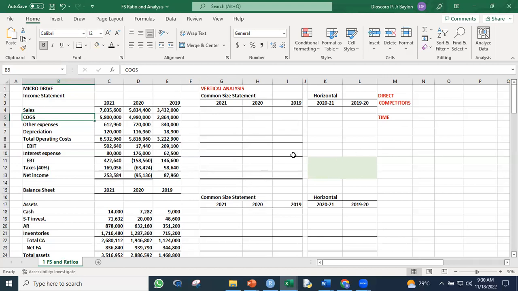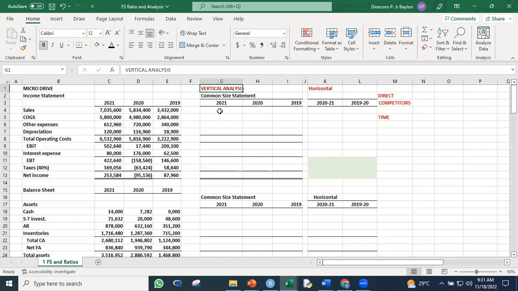So let's start to learn how to conduct a vertical and a horizontal analysis. So we have here, let me just copy the format for this. Vertical analysis and horizontal analysis. As far as the vertical analysis is concerned, it's also called common size statement. You express all the accounts in terms of a common account. So for the income statement, everything is expressed as a percentage of sales.